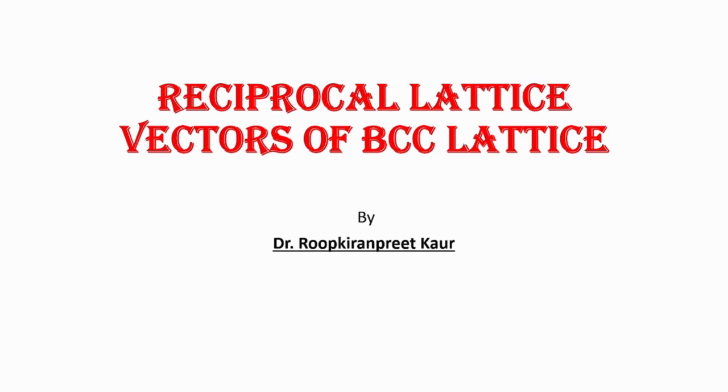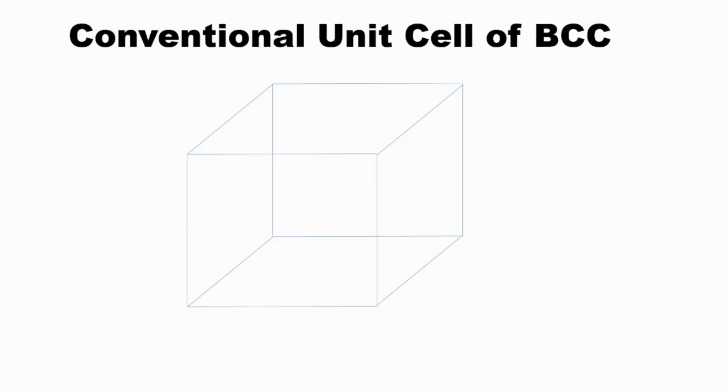Learners, in this video, we will discuss the reciprocal lattice vector of a BCC lattice, which we call body-centered cubic lattice. As you know, the BCC unit cell has lattice points at all 8 corners and one additional lattice point at the center of the body.